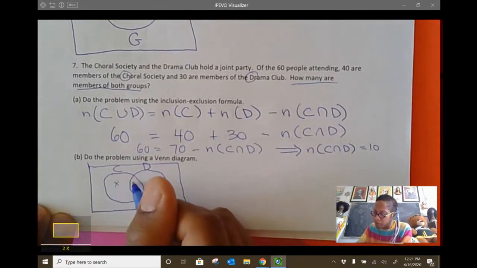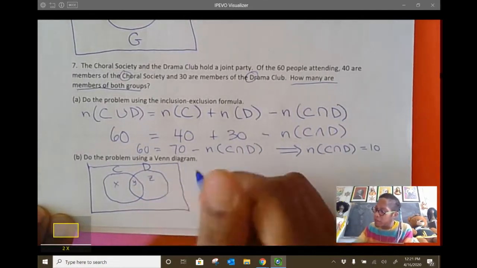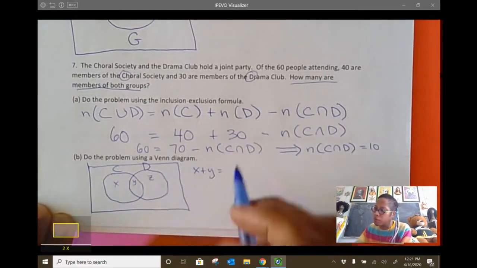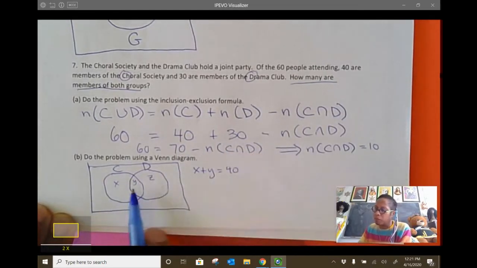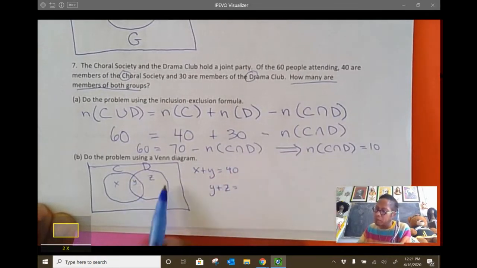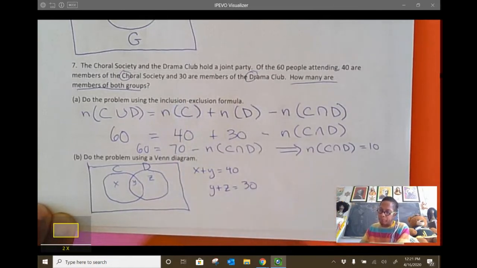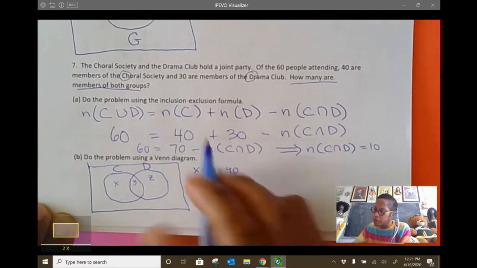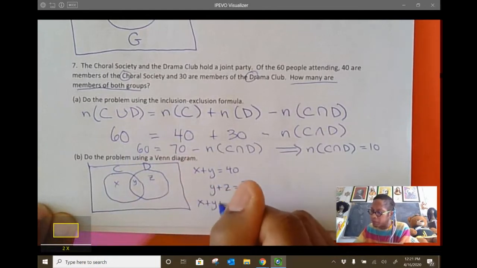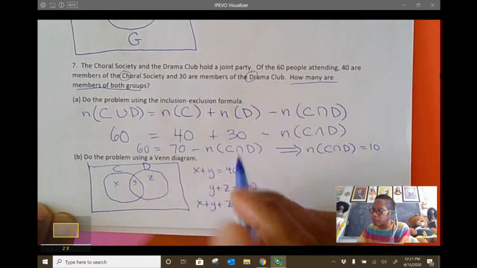Well, we know we have sections X, Y, and Z. We don't know these numbers yet, but we do know that X plus Y is the number of people in choral, which is 40 people. And Y plus Z is the number in drama, which we know is 30. And then we also know that the union, all of this added together, better be everybody who came to the joint party. That's 60.